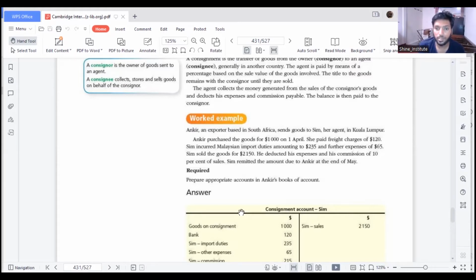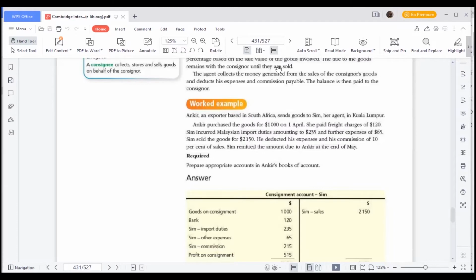Sim incurred Malaysian import duties amounted to 235 and further expenses of 65. Sim sold the goods for 2,150. He deducted his expenses and his commission of 10% of sales. Sim debited the amount due to Ankir at the end of May. Prepare appropriate accounts in Ankir's books of accounts. So let's do one by one. I'm gonna open up a consignment account to Sim.